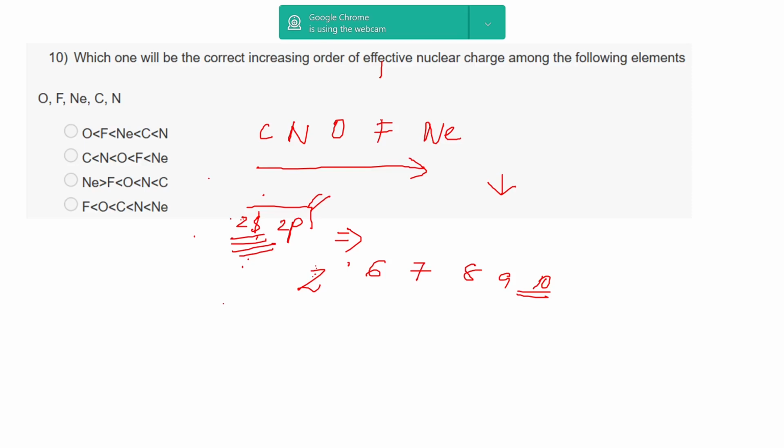So now I have told you all the reasons why the size is decreasing, and during that I have also told who has the highest nuclear charge, right? So now can you solve this question? Which is the right option?